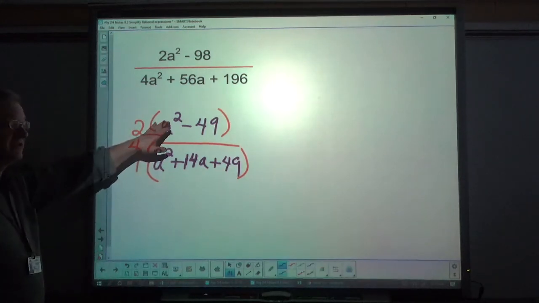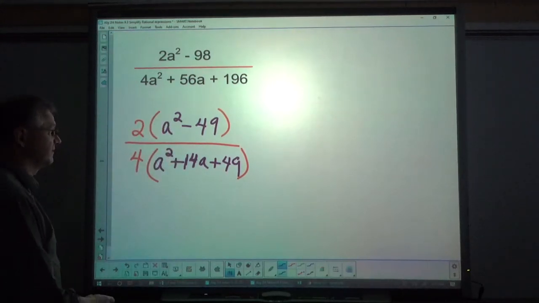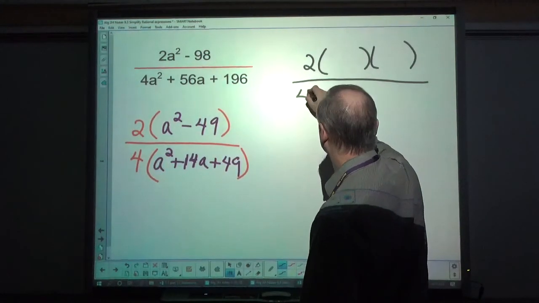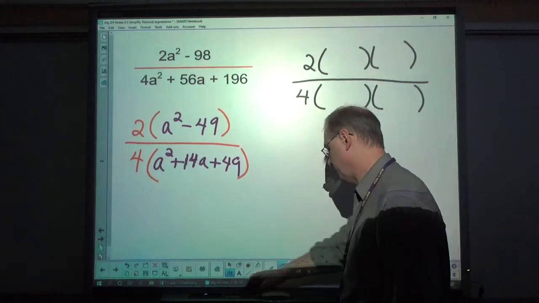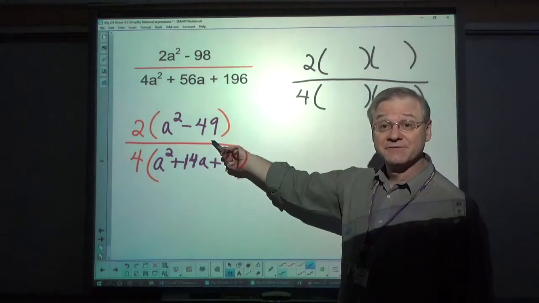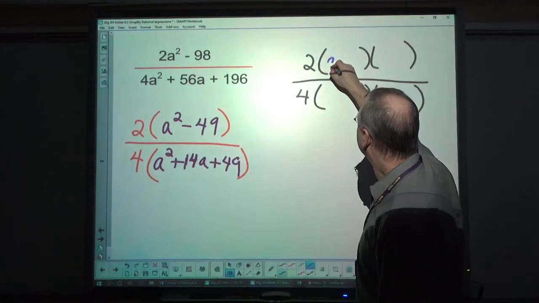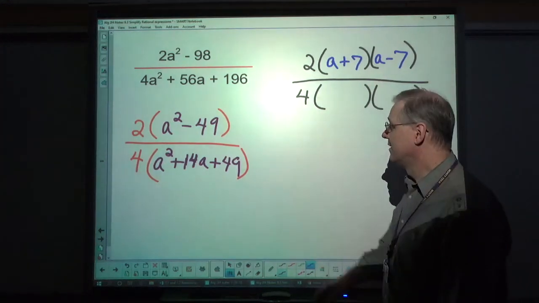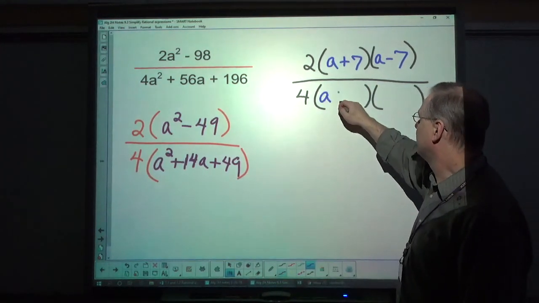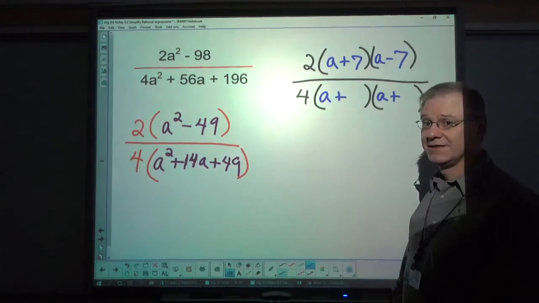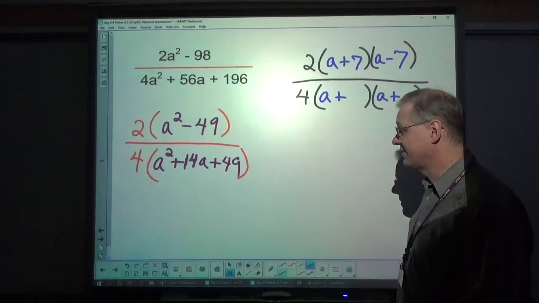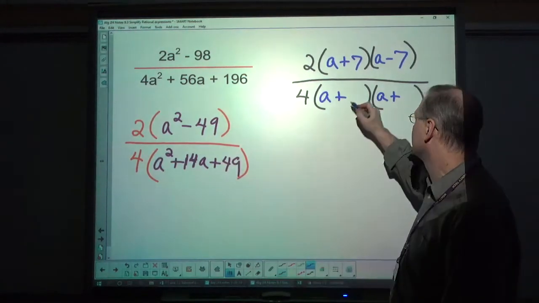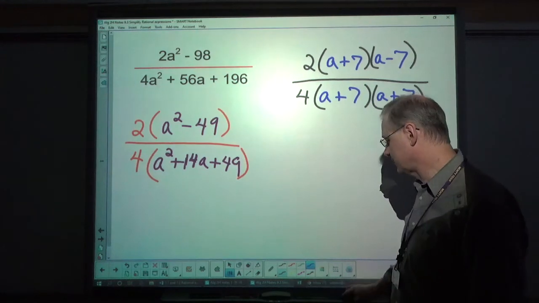Now I need to factor these in purple into 2 parentheses, if I can. Well, difference of 2 squares, a plus 7, a minus 7. This, a plus, likely it's going to be a 7 in there, because 7 times 7 is 49, and 7 plus 7 happens to be 14. So there's our factoring.